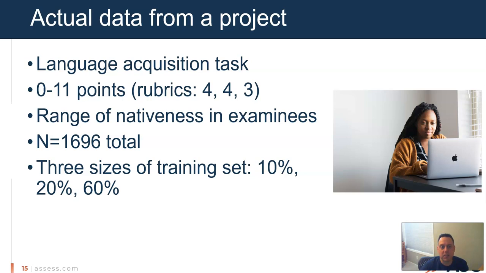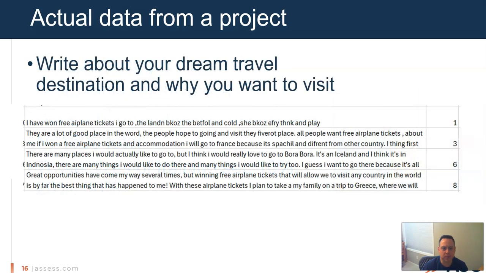So I've got another simple example here from one that I actually worked on. This was a language acquisition test. So there's going to be 0 to 11 points. It was actually 3 different rubrics: 4 points, 4 points, and 3 points. There was a range of this in the examinees, and there are 1,696 total people in the data set. So we tried this with 3 different sizes of the training set: 10%, 20%, 60%. We used that to evaluate the accuracy. But you'll see here later it didn't actually matter that much.